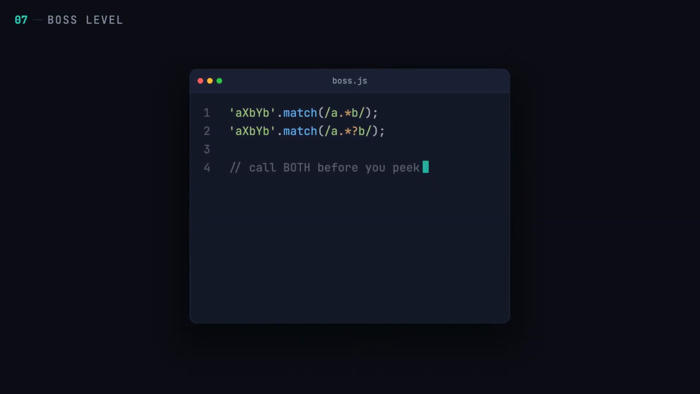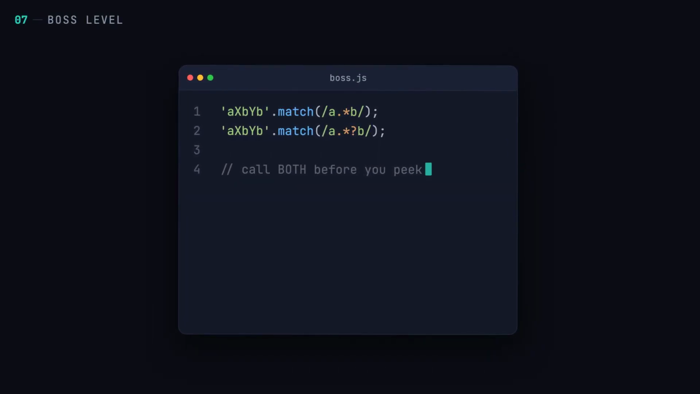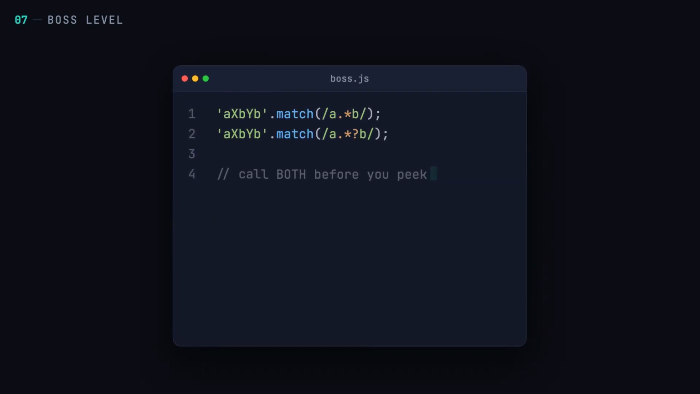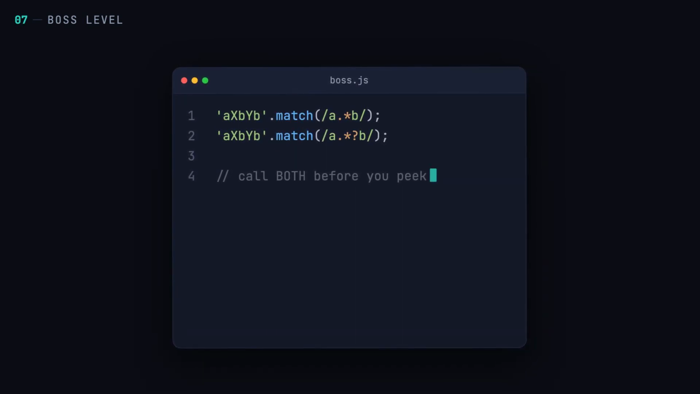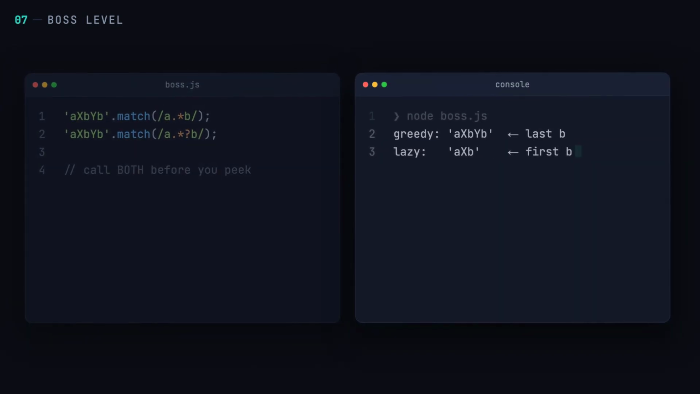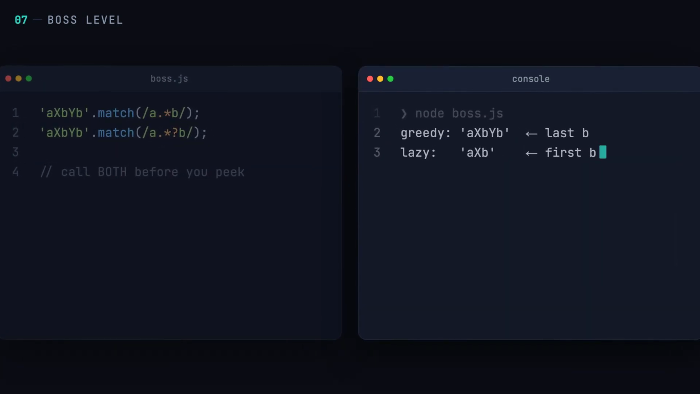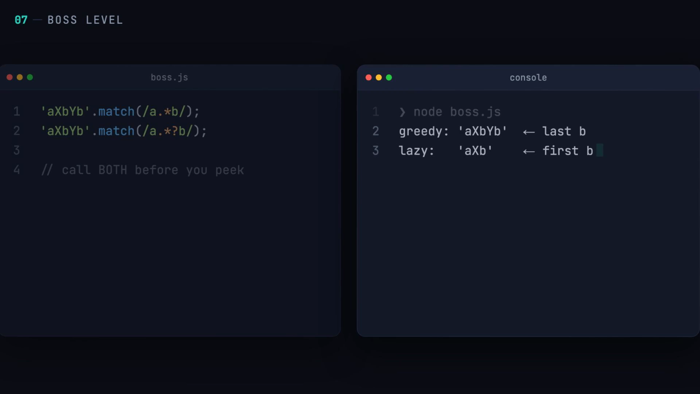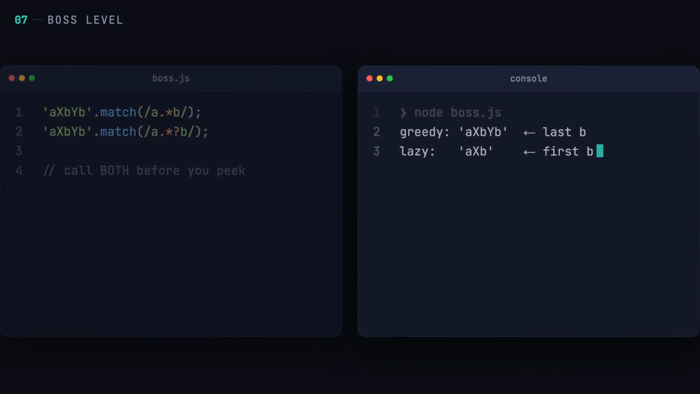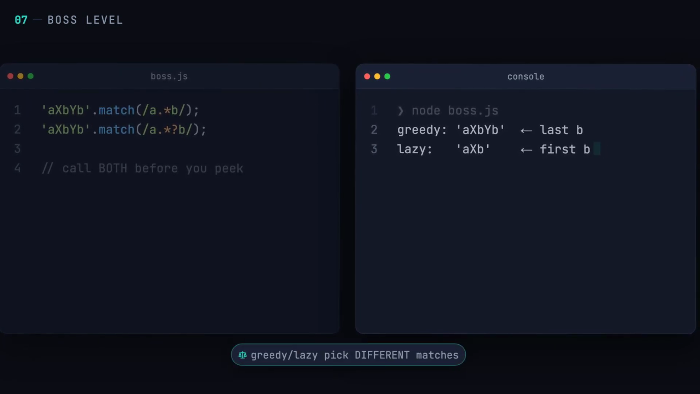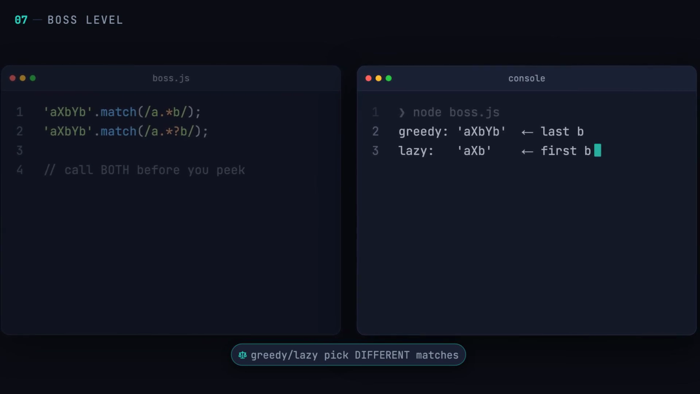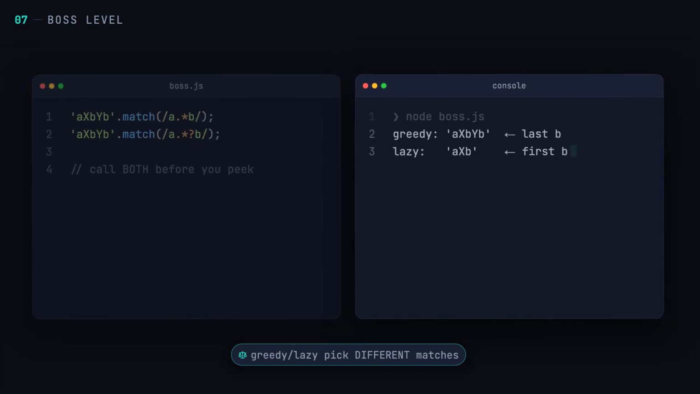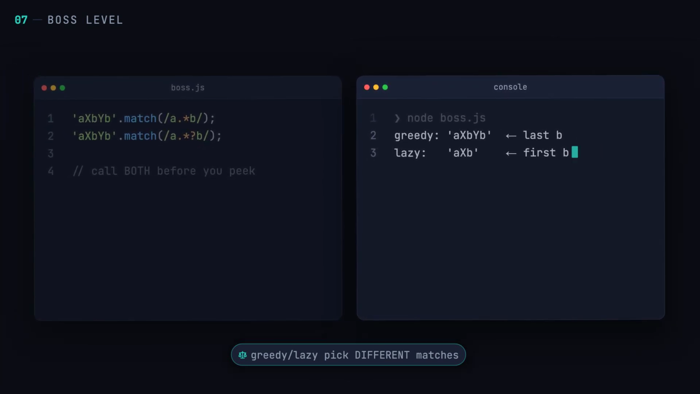Boss level. The string is A, X, B, Y, B. Two B's. Two patterns, A dot star B and A dot star question mark B. Pause. What does each one return? Greedy eats to YB, walks back to the last B. It returns all 5 characters. Lazy grows from nothing to the first B. A, X, B. Different matches, not just different work. Choose the quantifier by which result you want. Choose the negated class when you want neither guessing game.